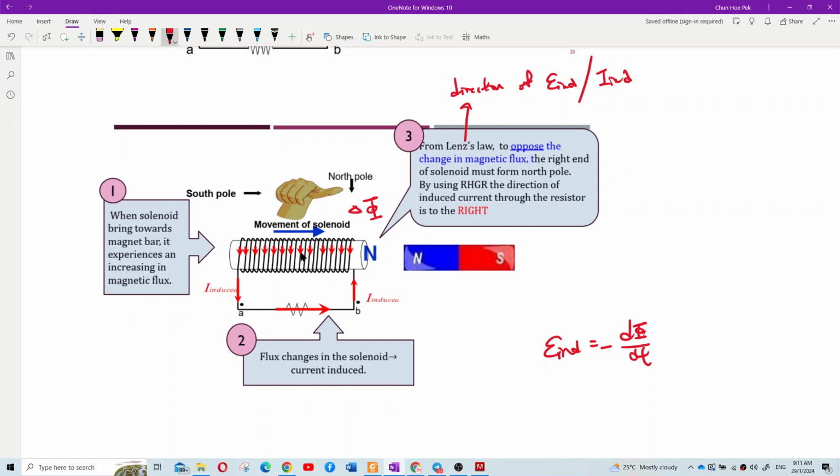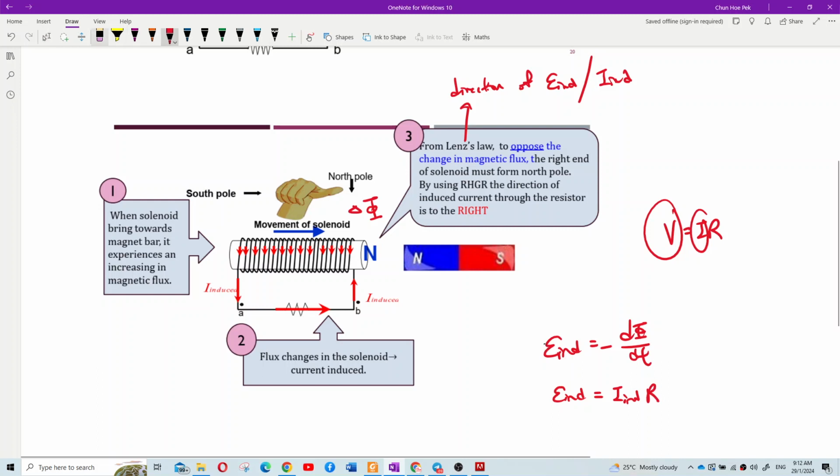Okay, when you have induced EMF, generate electric, so we know that V equal to IR, kan kita belajar V equal to IR. Bila ada voltage, ada current, betul tak? So E induced ini pun sama dengan I induced resistance. So bila ada perubahan flux, ya, bila ia gerakkan solenoid ke arah magnet, so ada perubahan flux dalam solenoid, so ada induced EMF. Bila ada induced EMF, ada current di dalam solenoid.